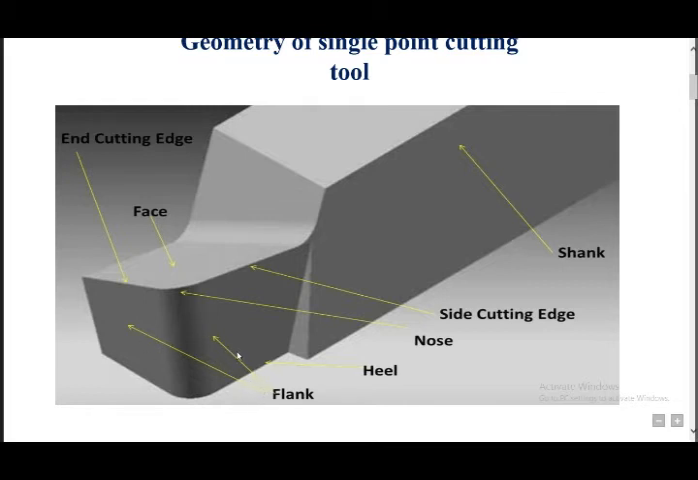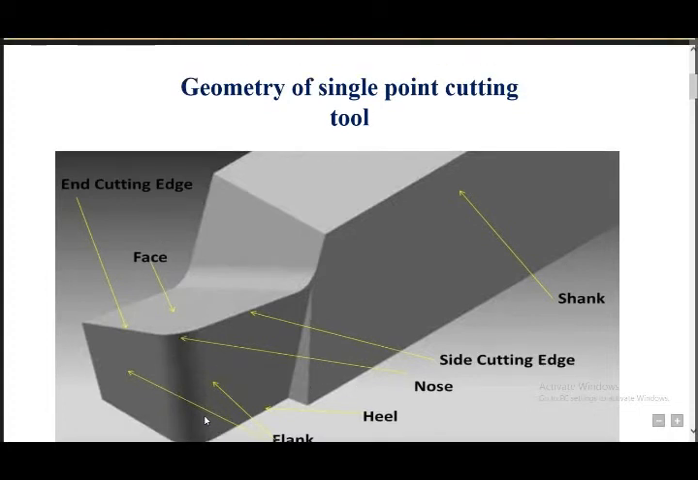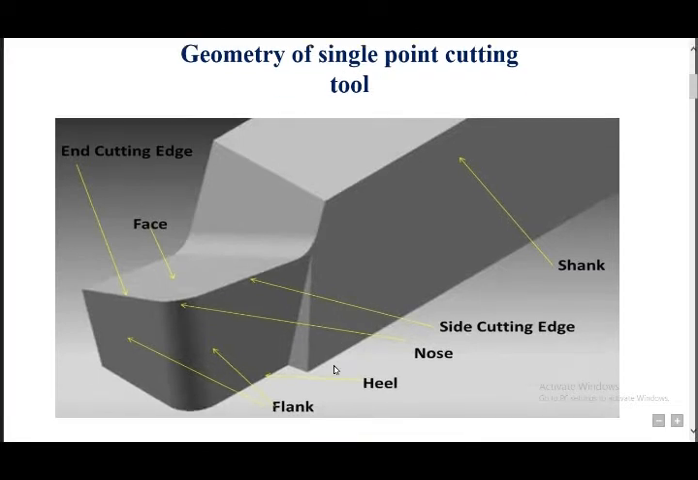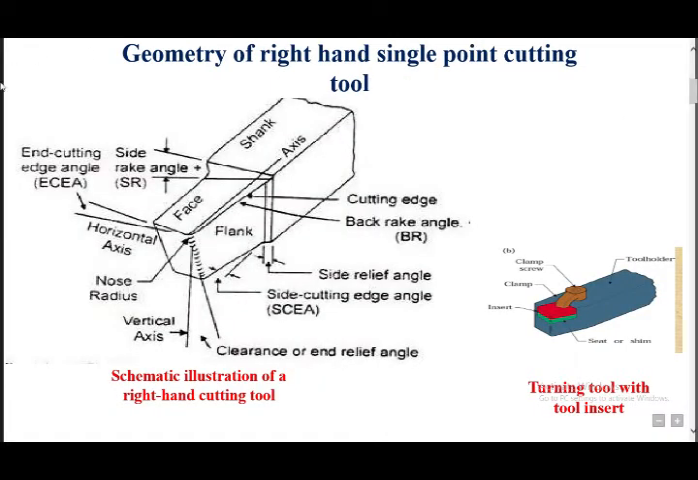Next, base. It is the bottom surface of the shank. And next, nose radius. This is the nose. The nose is the junction of the side and end cutting edges. The important angles of single point cutting tools are shown in this 3D figure. Previously we discussed the parts one by one in depth.